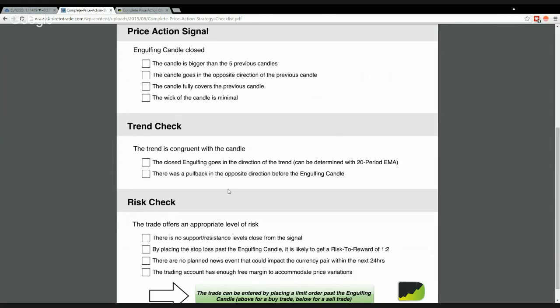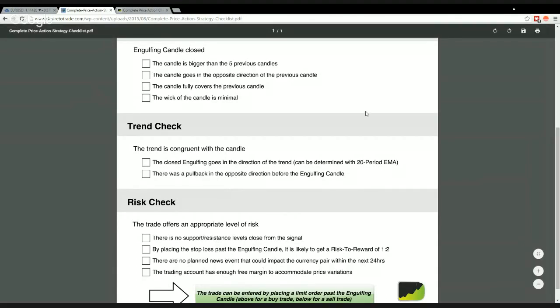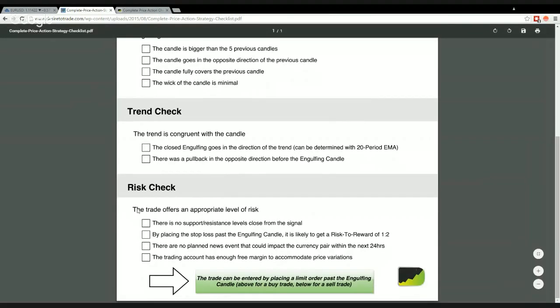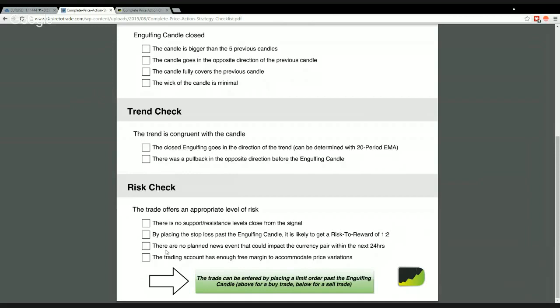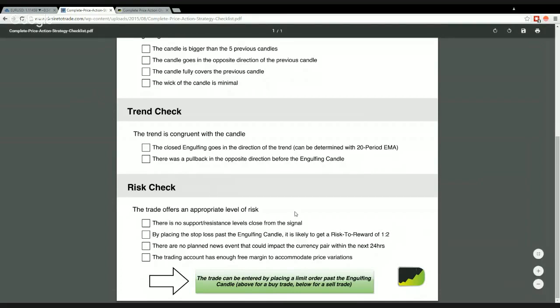Now you want to wait for a pullback if you're gonna trade the trend. You want to wait for a pullback in the opposite direction, and then you enter basically. Then lastly, you want to make sure that your risk is correct. So you want to make sure that you have at least 1 to 2 of risk to reward, in fact. And then you want to check that there's no news in the market, that there's nothing that's gonna screw up your trade from the start. And if you don't have enough reward, you can always enter differently. So this is a checklist.